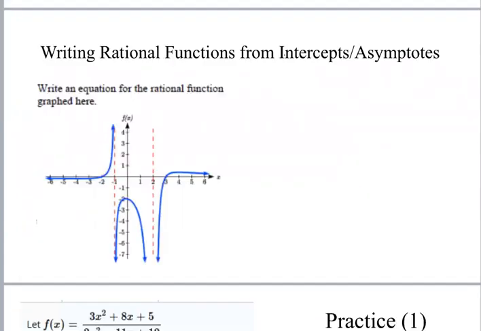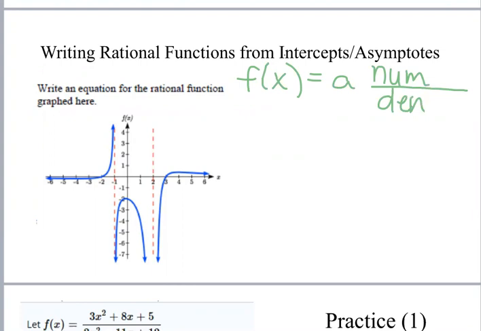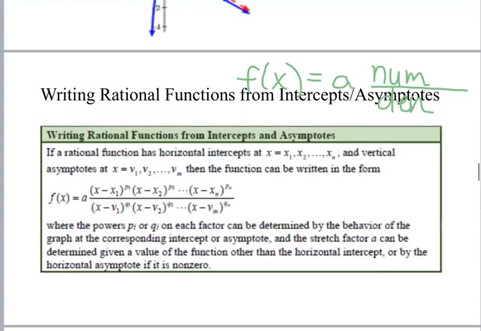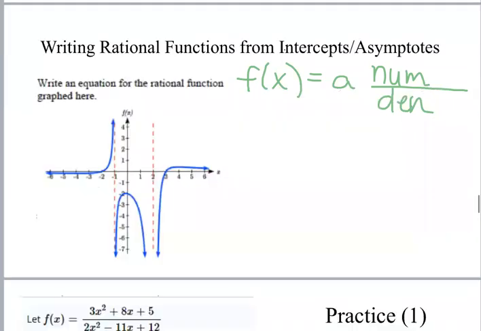Okay, so taking a look at this one, we have a couple of different things going on. So we are looking for some f of x equals a, and then we have numerator over denominator. So if we go back up here, the numerator is going to be made of horizontal intercepts, and the denominator is going to be made of vertical asymptotes. So if we look for all of those zeros, you have one at -2 and one at 3, and those are both single.